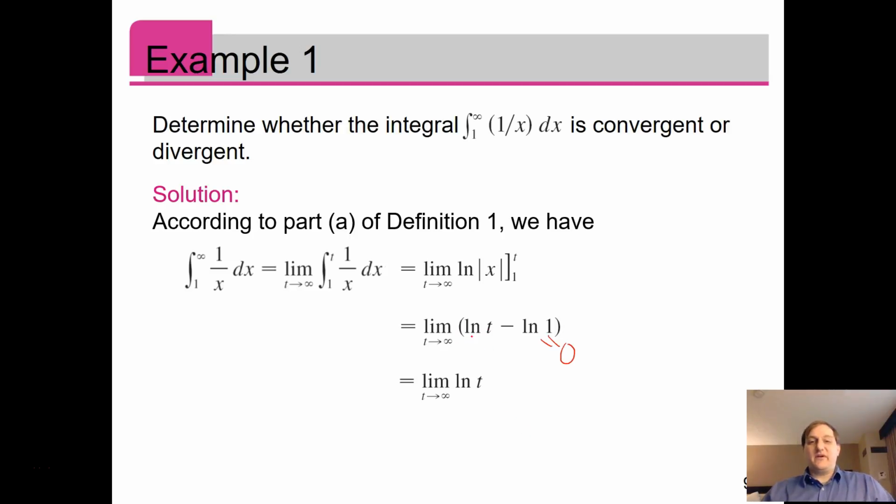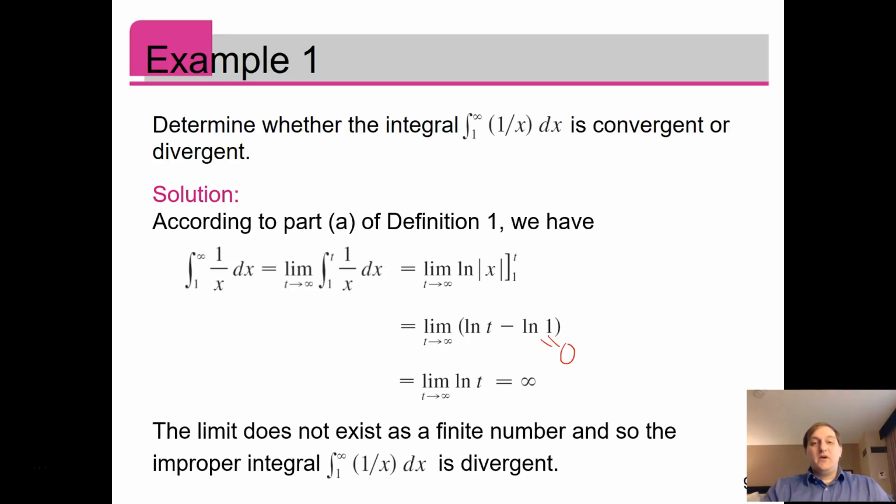All right, so that equals 0. So I'm left with the limit as t goes to infinity of natural log of t. And we know that that does not converge. As t goes to infinity, natural log of t just keeps increasing and increasing. So that goes to infinity. So this is a divergent integral. So we've determined that it is divergent.